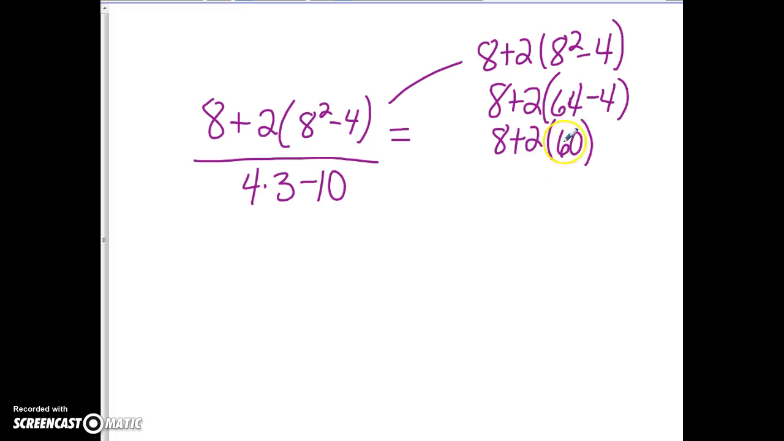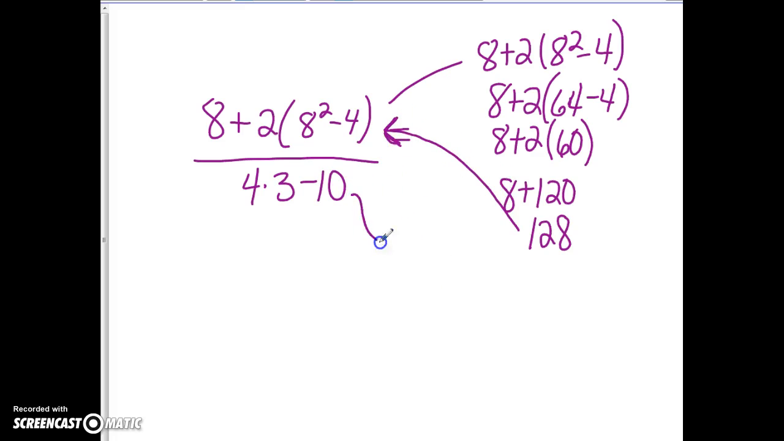Okay. Then now if I look at what operations I have, 8 plus 2 times 60. So I have multiplication and then addition. So I'm going to multiply first, 2 times 60, which is 120. And then add that together, so 128. So that was my numerator.